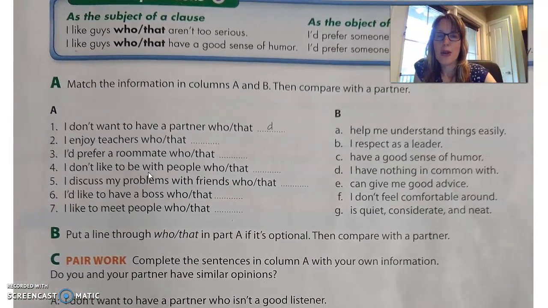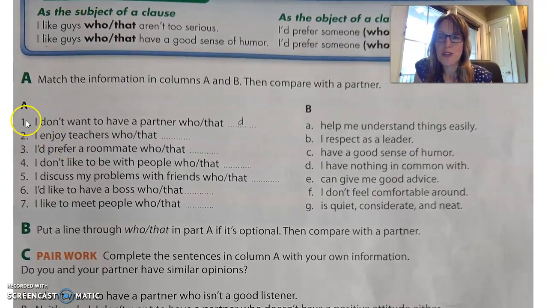Okay, so in the book, exercise A, here it says match the information in columns A and B. Exercise A1 is already an example for you. I don't want to have a partner who or that, so the match is D. I have nothing in common with. Now because it starts with an I, that means you can omit who or that if you want to. I'm just letting you know that wasn't part of the exercise.